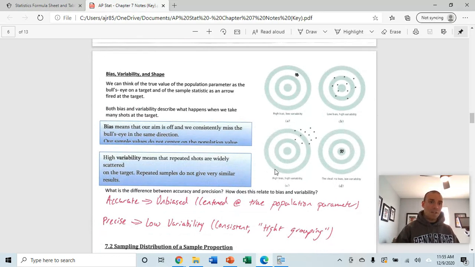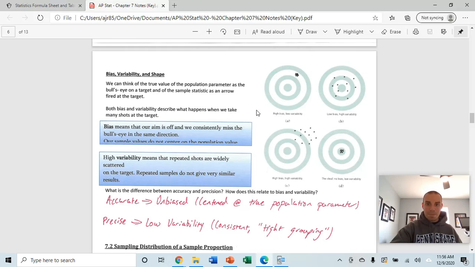Last thing for today, kind of bringing it all together with bias, variability, and shape. If we want to think of the difference between bias and variability, as well as accuracy versus precision, we can think of our examples of targets right in here. Bias means that our aim is off and we consistently miss the bullseye in the same direction. Our sample values do not center on the population value. High variability means shots are widely scattered on the target, and repeated samples do not give very similar results. We want to think of accuracy as unbiased, centered at the true population parameter, while precise is low variability: it's consistent and has tight grouping.